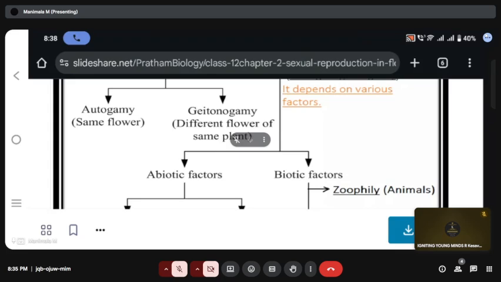And there is no variation here, no variability, no new characters. So since there is no variation, the adaptability becomes very less.